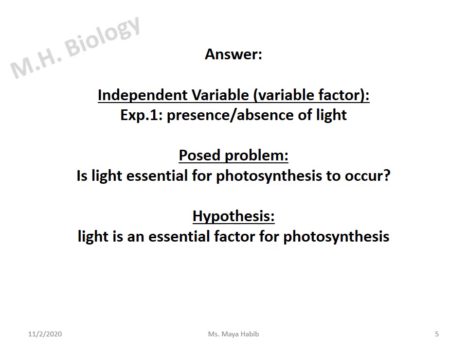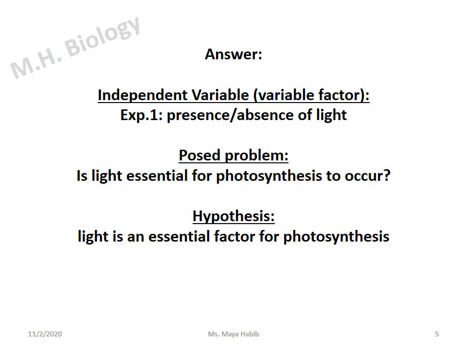Now let us see the correct answers. Both plants were kept under similar conditions, but the only different condition was light. We have seen that plant A was kept in light, while plant B was deprived of light. Thus, the independent variable or the variable factor is the presence and absence of light. Concerning the posed problem, this experiment was done to study the effect of light, that is to see if light is essential for its growth and therefore is essential for photosynthesis.